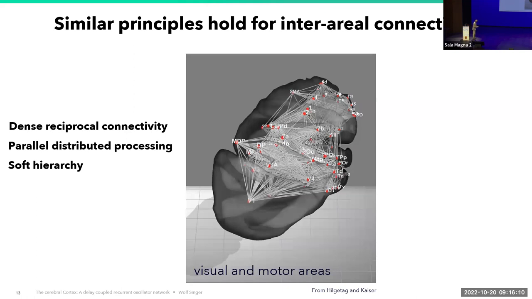And all these white lines stand for massive reciprocal axonal connections. So you see that there is very little indication of serial processing in here. What prevails is reciprocity, distributedness, and a soft hierarchy. If you know your way in this connectome, you can come from any neuron, let's say in this visual area here, to any other neuron in these areas with one or two switching stations, either direct connections or one or two synaptic steps in between. So it's a scaling up of the principle of coupling recurrent networks recurrently.